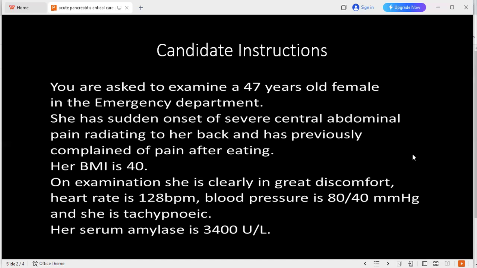Causes of acute pancreatitis could be secondary to gallstones, could be infectious, or could be alcoholic, or post-traumatic.